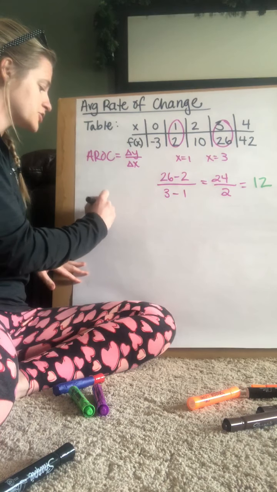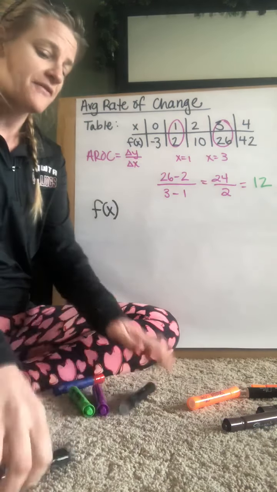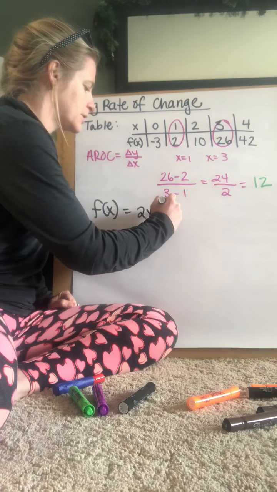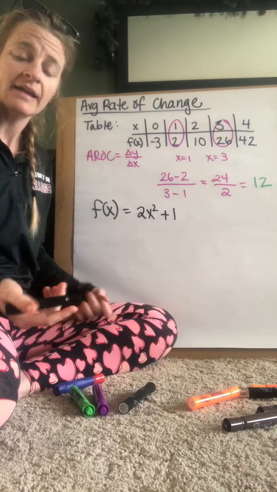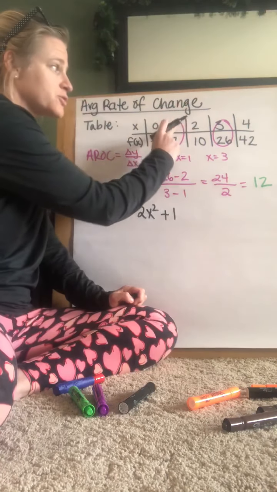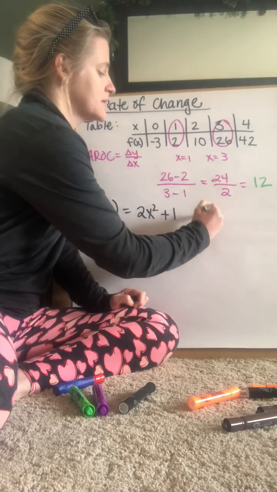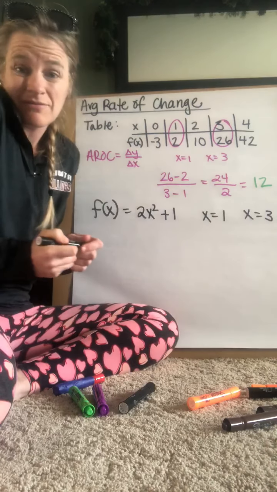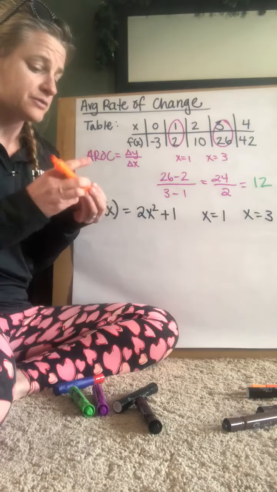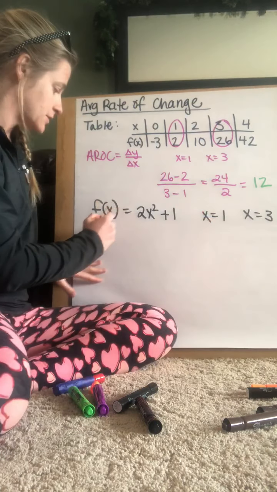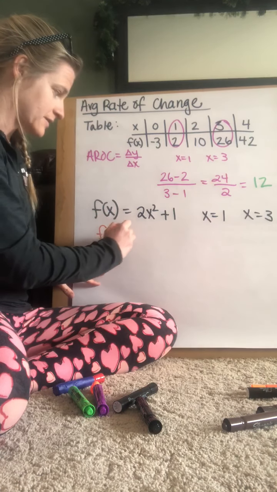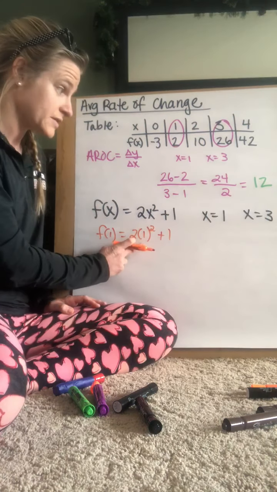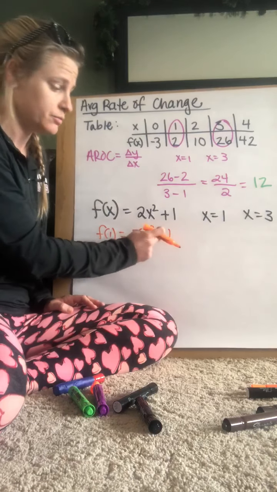If I gave you a function, and I told you f of x is equal to 2x squared plus 1, let's keep it simple. If I told you I wanted to find the average rate of change from x equals 1 to x equals 3, that just means you need to calculate the values when x is 1 and when x is 3. So you've got f of 1. That means 2 times 1 squared plus 1. Well, 1 squared is 1, times 2 is 2, plus 1 is 3.